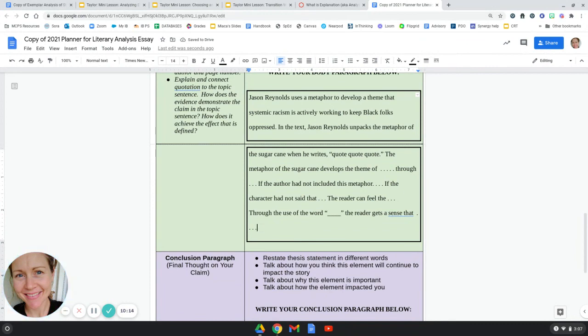But the most important thing is that you fully unpack how this metaphor or how this style device builds the deeper meaning. Connect the dots for the reader. It will feel forced. It will feel like you are creating something out of thin air, something out of nothing. You are making a meaning of the text because that's exactly what you're doing. You are creating the meaning of the text. So go forth, explain your quotations, put it in your planner. Ready, go.